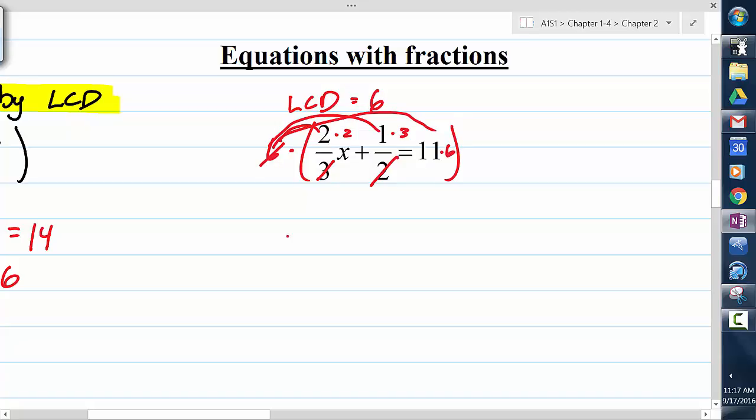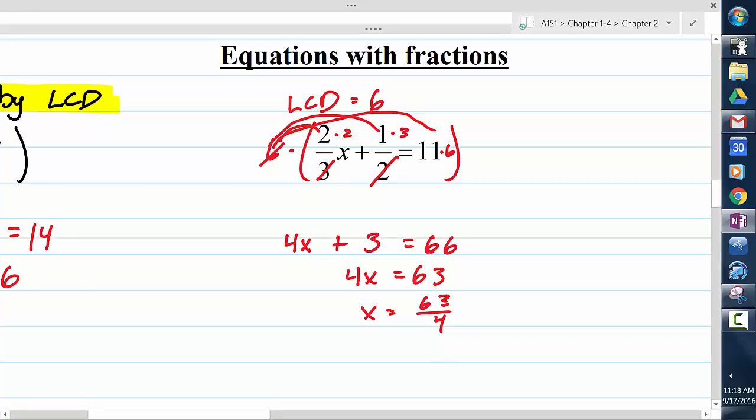So you end up with 4x plus 3 equals 66. That means that 4x equals 63. x equals 63 over 4. Now, you don't have to go further. You can just leave it as an improper fraction. You don't need to make it a decimal or anything. If you want to, I'm not mad at that. So we can leave it just like that.